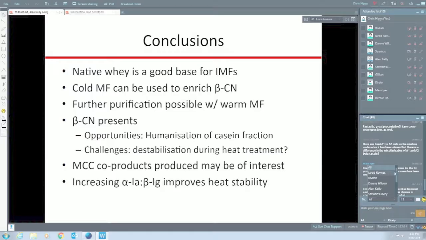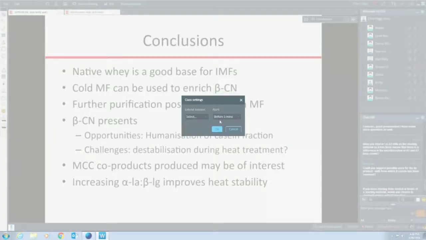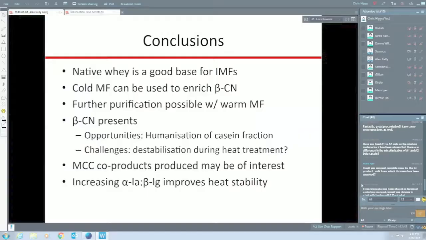So yeah, another question I see there is, could you suggest possible uses for the byproduct, so milk from which beta casein has been removed? And that's an important question because I mentioned earlier that one of our objectives at the outset was to maintain all the streams in a soluble format, and there is quite a volume of beta casein depleted micellar casein concentrate produced in this process. And some of the applications we've looked at center around cheese applications.